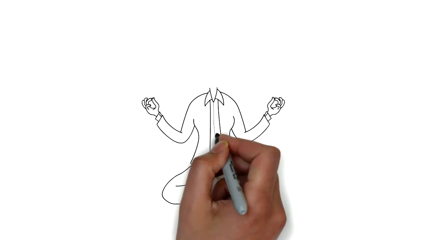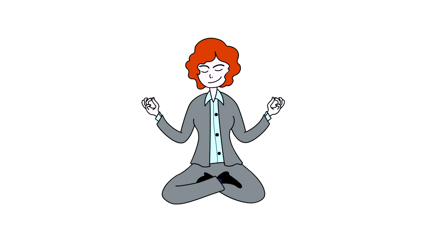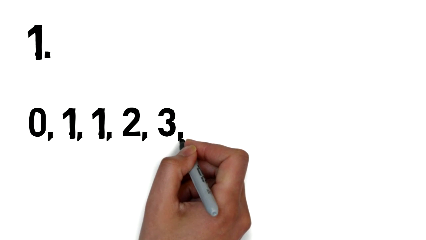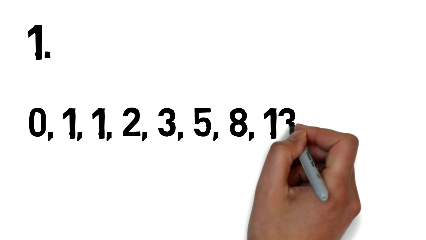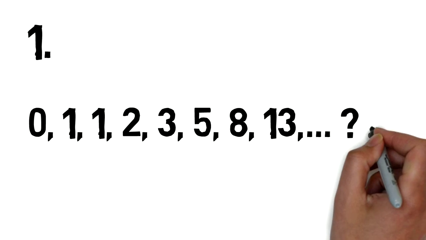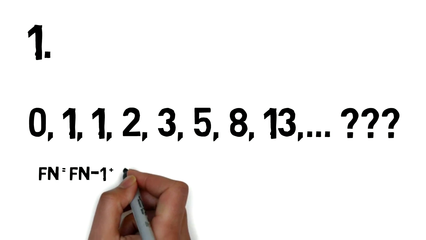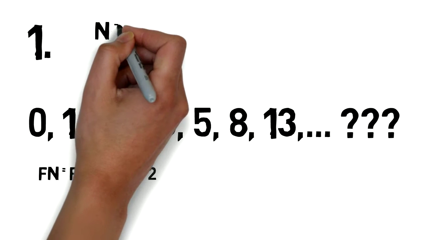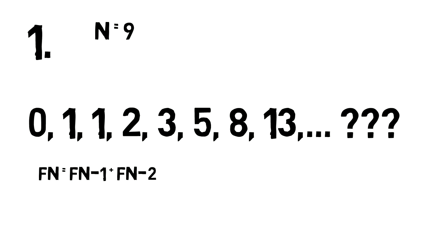Now, to put Fibonacci sequence in a better light, let's have some examples. Example number 1. The question is, find the next number in the Fibonacci series: 0, 1, 1, 2, 3, 5, 8, 13. Well, the Fibonacci formula is given as f of n is equal to f of n minus 1 plus f of n minus 2, wherein n is equal to 9.